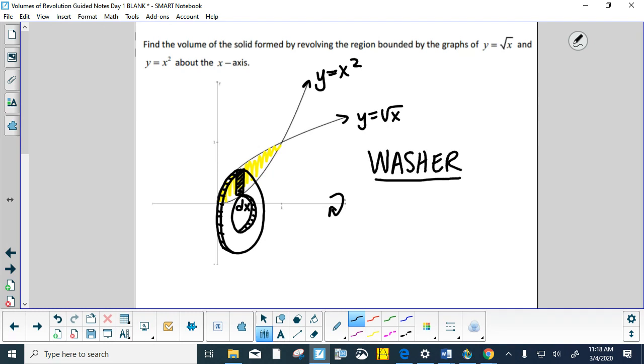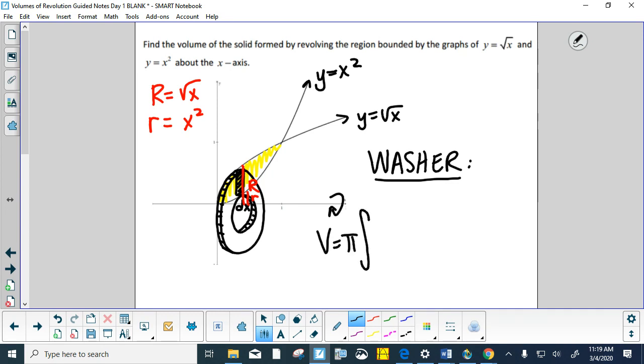So what do we need when we have a washer? We need big R and little r. So I like to, on my sketch, physically draw them. What is big R? Well, big R is x squared. Oh, no. I'm sorry. Big R is the square root of x. It looks like it could have been x squared, I get that, I almost went with you. Okay, what's little r? That's going to be this distance here, which is just x squared.